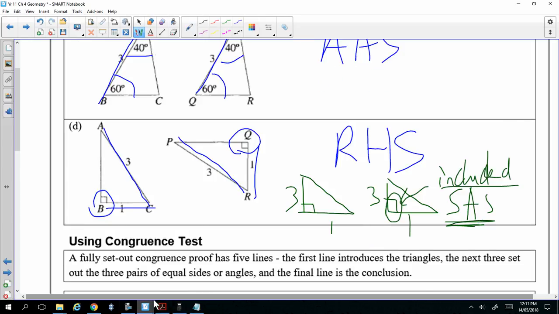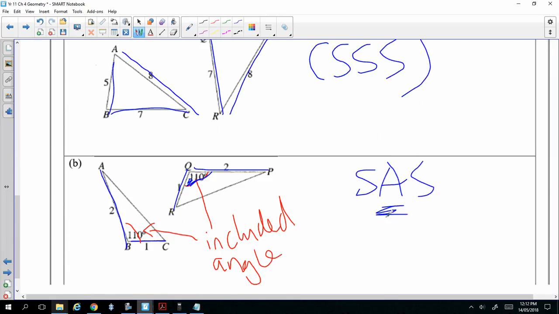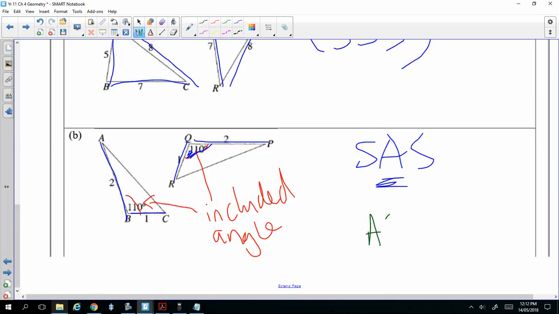Let's go back to the previous one. This SAS, is ASS a test? It's not a legal test. Now let me show you why ASS is not a test. Say I'm going to draw this. This is 5. This is say 2. We've got say 30 degrees. So it's like ASS, right? So you've got angle, a side and a side.